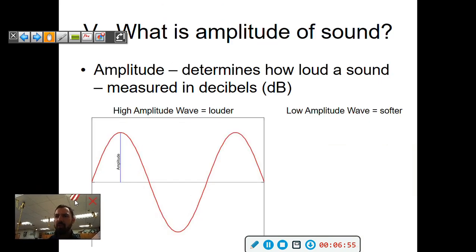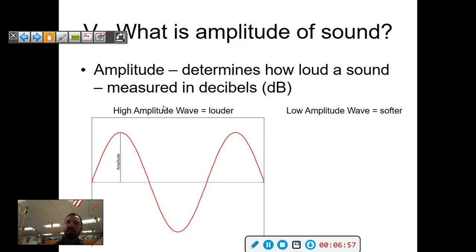Okay, measuring waves of sound. We use something called amplitude. Amplitude is the height of the wave from the equilibrium point. The equilibrium point is where the wave isn't vibrating at all. Obviously a higher amplitude sound is going to be louder, and a lower amplitude sound is going to be softer. That's measured in decibels. Those that do audio work may know that already. That's the unit for that.